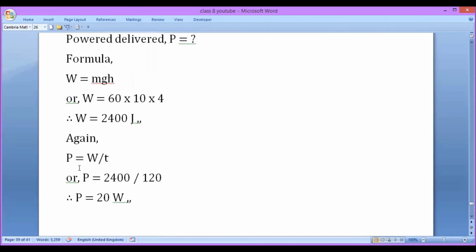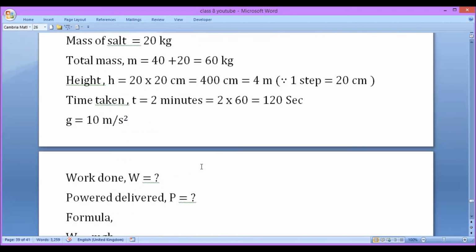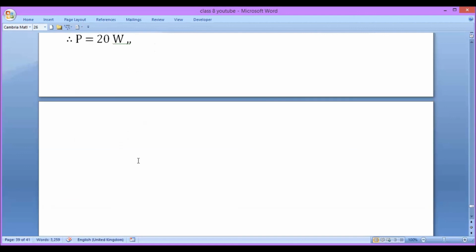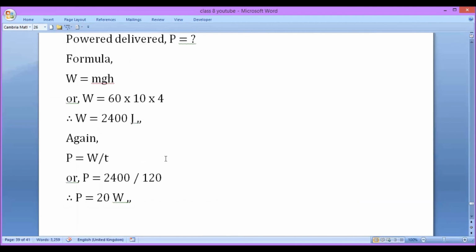And again we use the formula to determine the power. Power delivered P is equal to W by T. W means work, which is calculated here, so use this value 2400 and divide by the time taken, 120, which is given here. Now calculate: divide 2400 by 120, which gives 20 watt. Therefore the required power delivered is 20 watt. And so that's all for today.